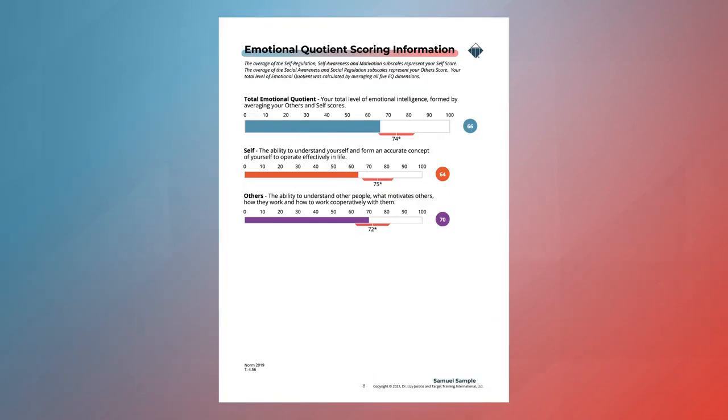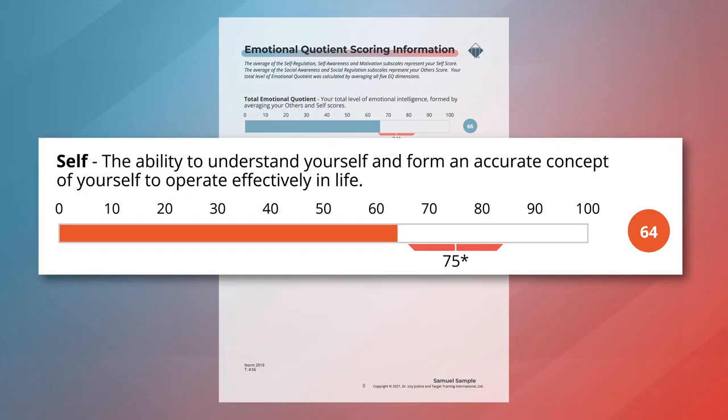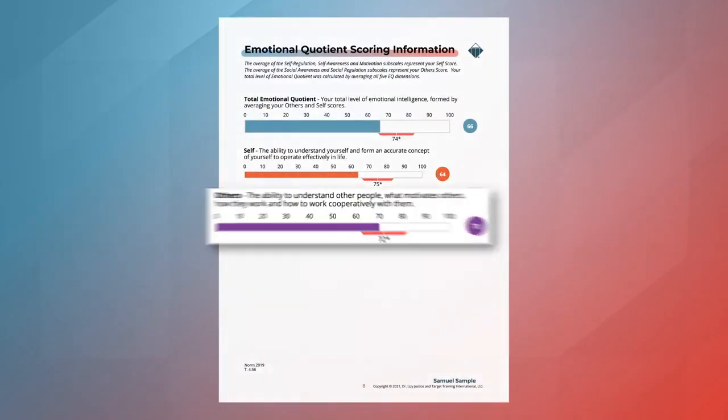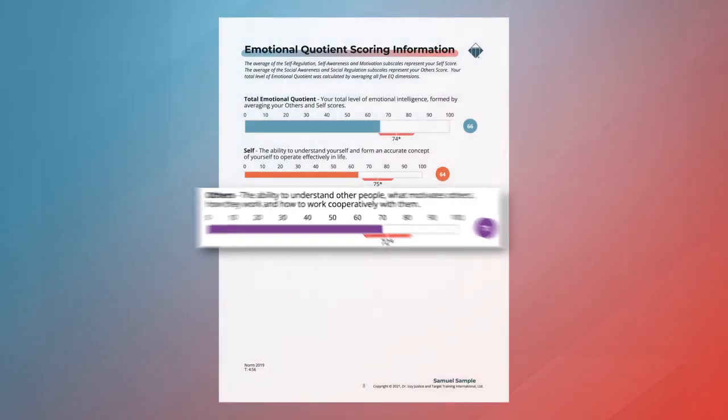The emotional quotient scoring information section starts to tie in the assessment scoring to self, others, and overall EQ. Your total EQ score is the average score of all 5 EQ dimensions. The EQ self score is the average of the self-awareness, self-regulation, and motivation scores. The EQ others score is the average of the social awareness and social regulation scores.